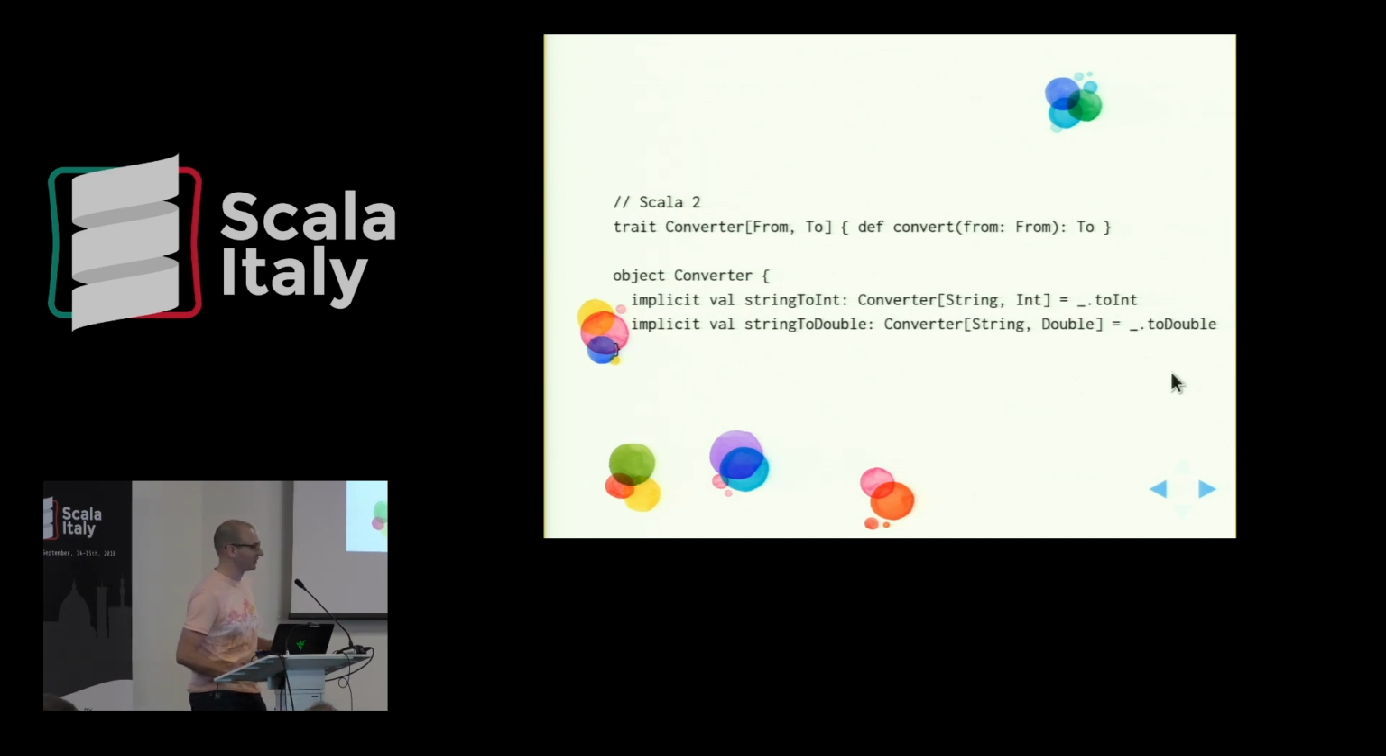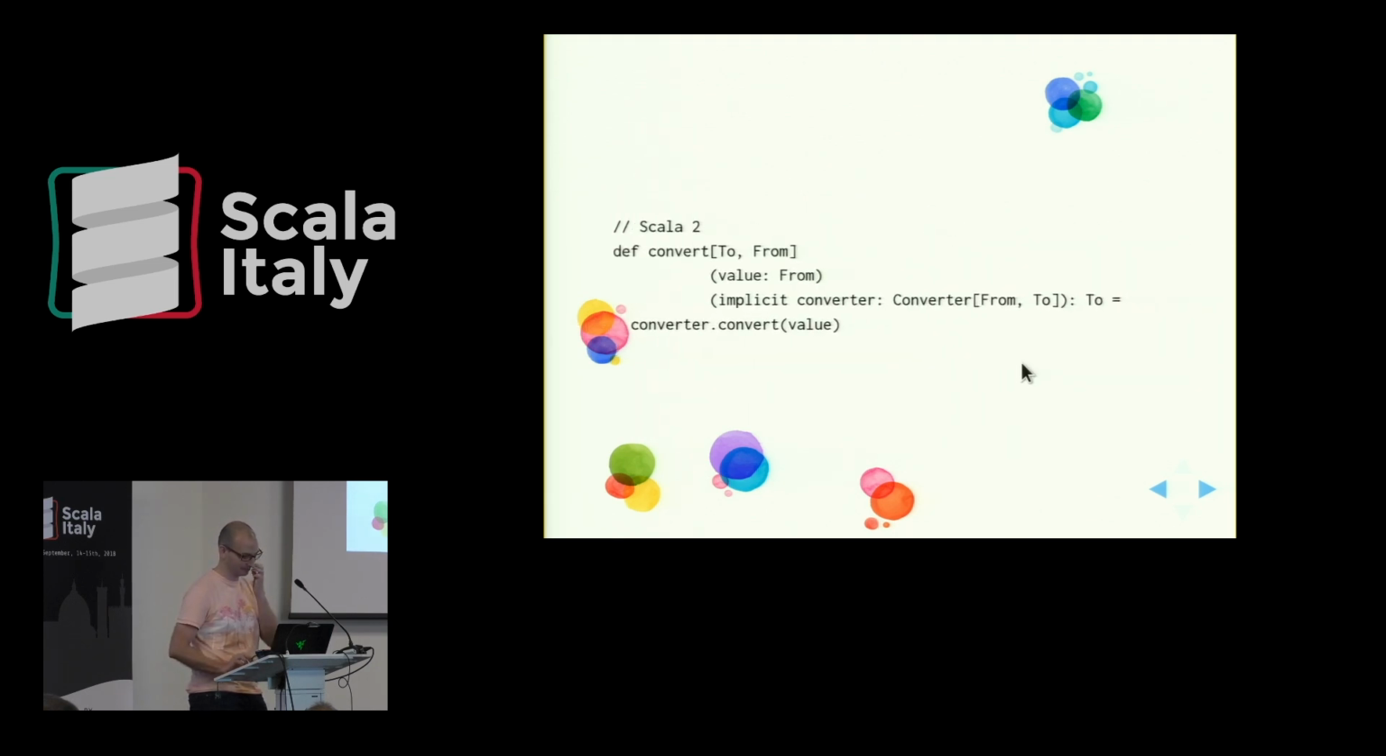But for the simplicity of the example, we're just going to provide these two possibilities. And we can define a method, convert, that we can call anywhere, which is going to take a value of the type from, and it's going to use that to find a converter, which we can then use to convert the value that we provided. And the return type we get will be the to type.